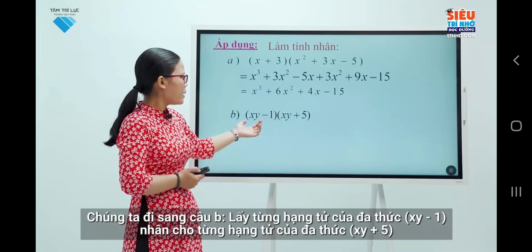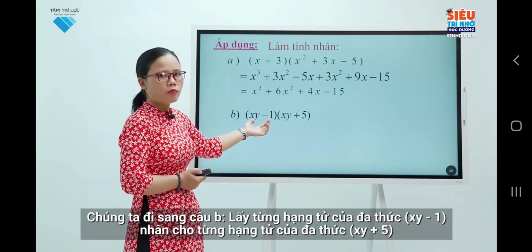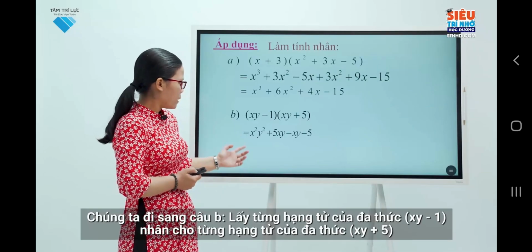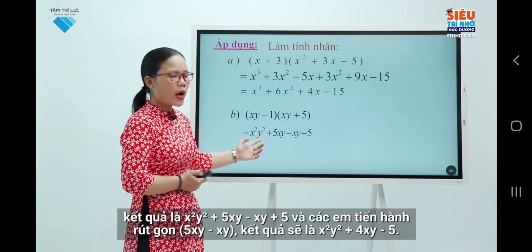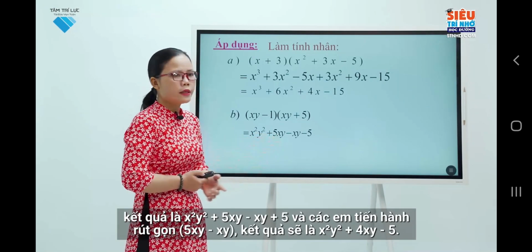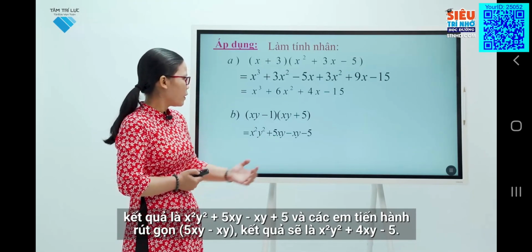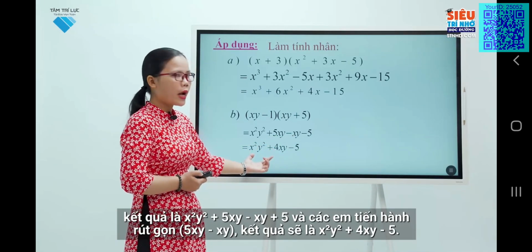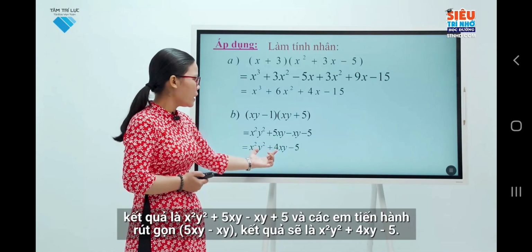Take each term of the polynomial xy minus 1 multiplied by each term of the polynomial xy plus 5. The result is x squared y squared plus 5xy minus xy minus 5, and we proceed to simplify. 5xy minus xy, the result is x squared y squared plus 4xy minus 5.